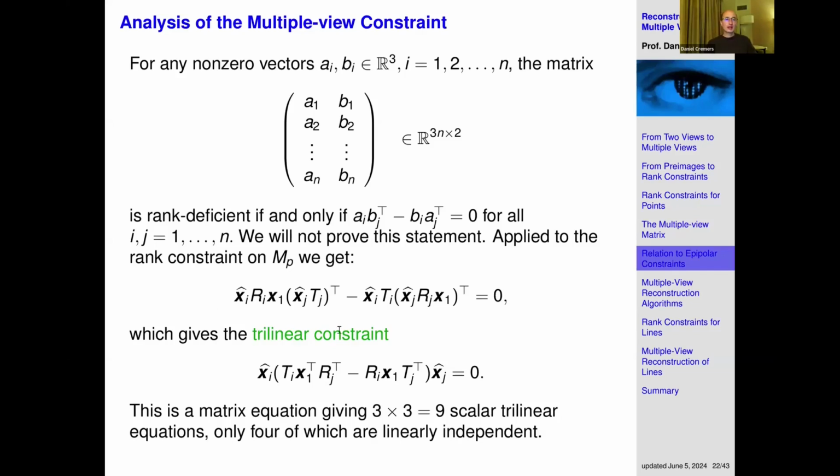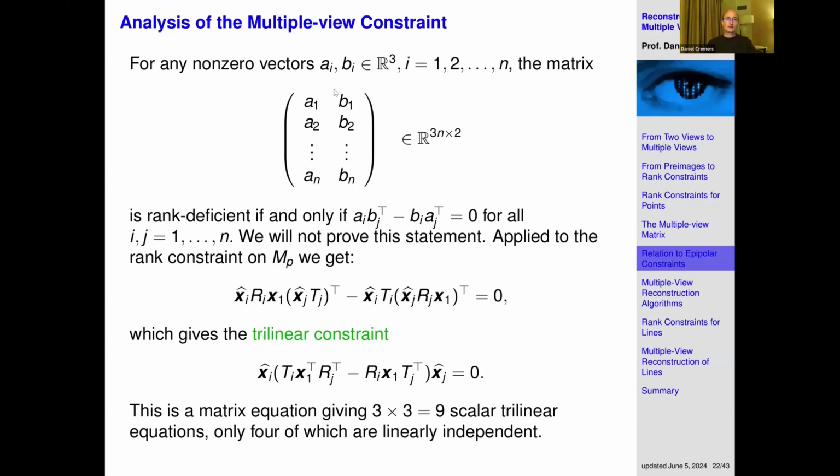Why is it called trilinear? Because it's linear in 3 elements, right? It contains the elements of the observations of points in 3 cameras rather than 2 cameras. And this is a very important observation here.